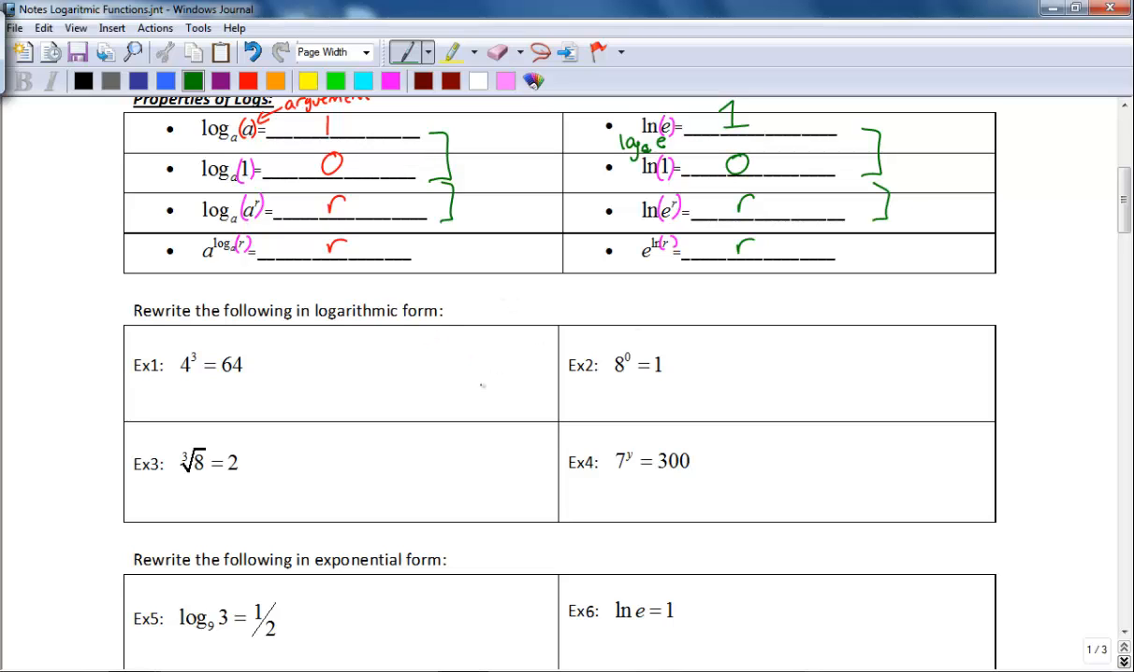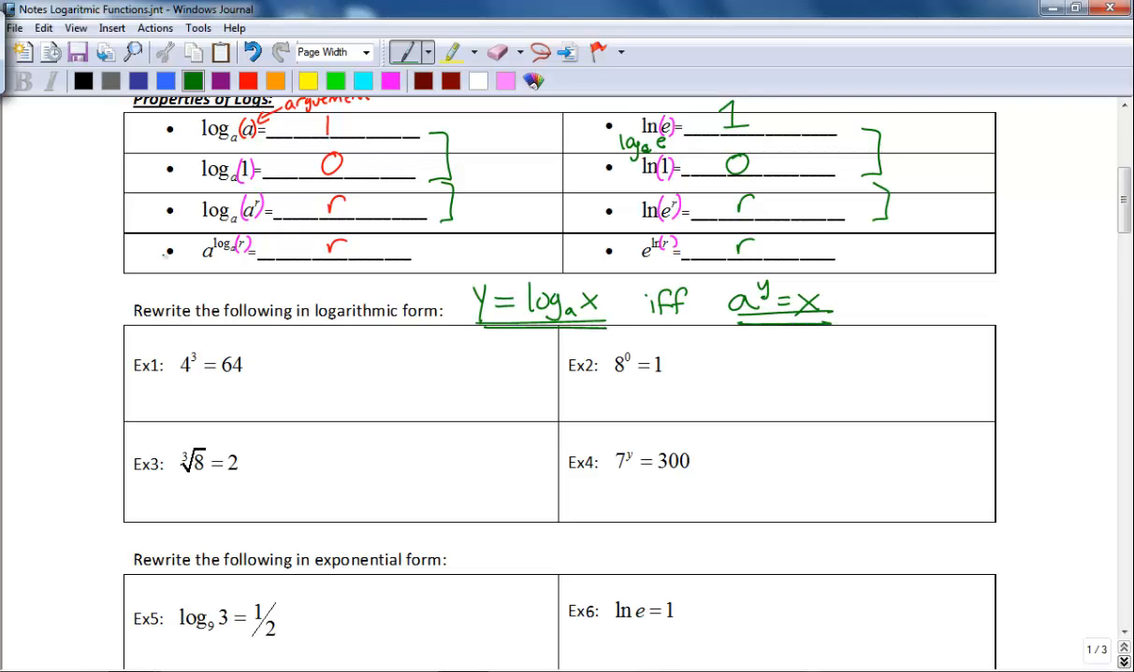Let me write the definition again because we've scrolled and we can't see it. What we said before was y is equal to log base a of x if and only if, and then I swap my x and y, a to the y is equal to x. Well, this is in exponential form. I want to write it in logarithmic form.